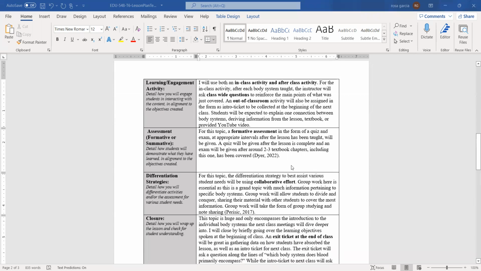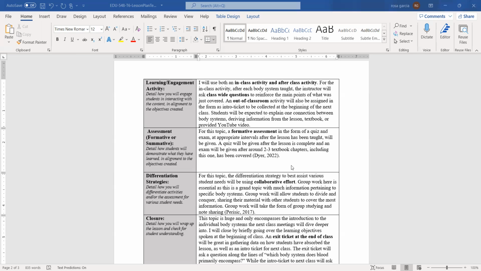Next will be learning engagement and activity. I will have both an in-class activity as well as an after-class activity. For in-class activities, since there's about 4 to 6 body systems that I will be going over in this classroom, after each body system has been spoken about, I will ask class-wide questions, just reiterating learning objectives. So if it's like the respiratory system, I would say, what are the main components of the respiratory system? And then I would let the class answer, and then I'd go into the circulatory system, so something like that.